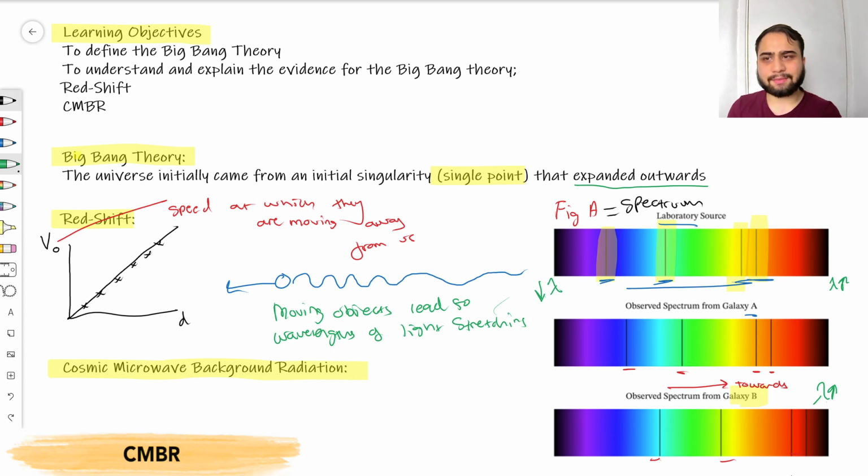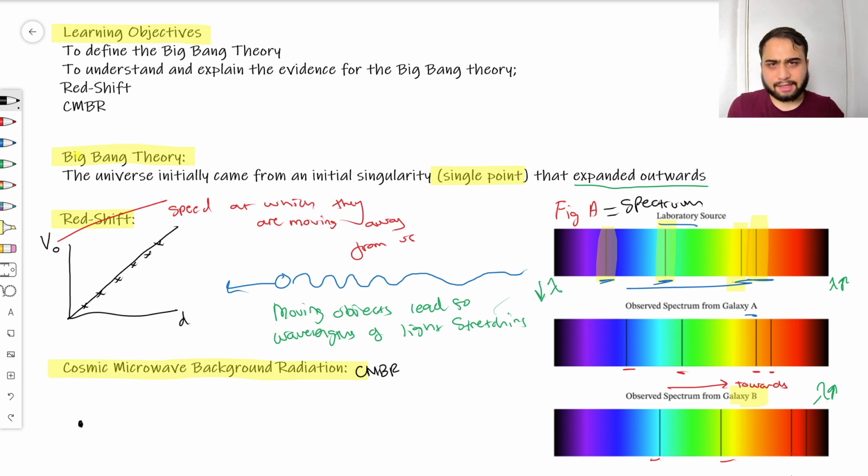Now let's have a look at something else called CMBR, cosmic microwave background radiation. In the initial singularity here, this singularity must have had a huge amount of energy, right? Well, obviously, because it created the entire universe around us, right? And we know that energy can neither be created nor destroyed. So all of the universe's energy must have been in that single point right there. So let's write that down. Energy must have been there, right?